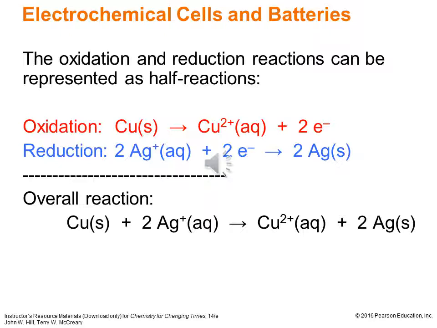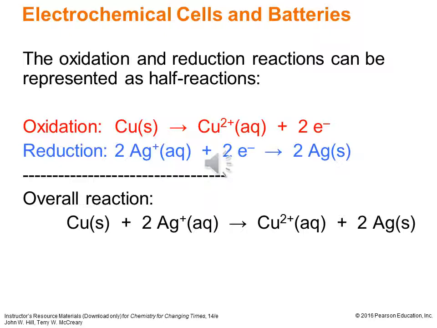When we sum these up, notice we have 2 electrons on the left-hand side of the reduction half reaction and 2 electrons on the right-hand side of the oxidation half reaction. They cancel and give an overall reaction of copper metal, Cu(s), plus 2 Ag+ ions, aqueous, yielding Cu2+ ion, aqueous, plus 2 moles of silver solid.